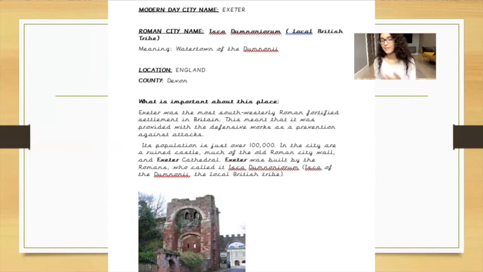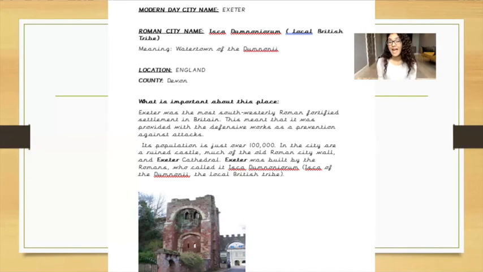Now, what's important about this place? Exeter was the most southwesterly Roman fortified settlement in Britain. This meant that it was provided with the defensive works as a prevention against attacks. So a really good place to go if you're trying to stay protected. Its population is just over 100,000. In the city are a ruined castle, much of the old Roman city wall, and Exeter Cathedral. Exeter was built by the Romans, who called it Isca Dumnonorium, Isca of the Dumnoni, the local British tribe.